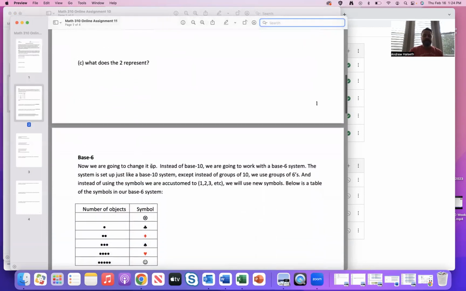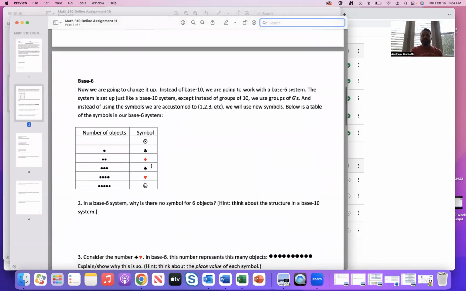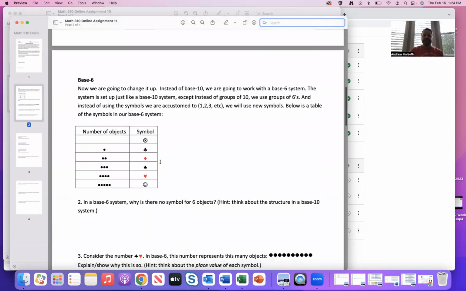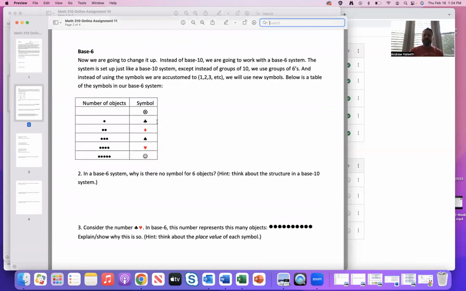And then now let's mix things up a bit and look at some different bases. So we'll just look at a base 6 system. Now, it's set up just like a base 10 system, except in a base 10 system, you have 10 digits, right? Or 10 symbols or 10 numerals. So in a base 6 system, you only have 6. So instead of using numbers for this one, let's just use some symbols. So this is a system that uses these 6 symbols to represent this number of objects, right? So a smiley face is 5 objects.